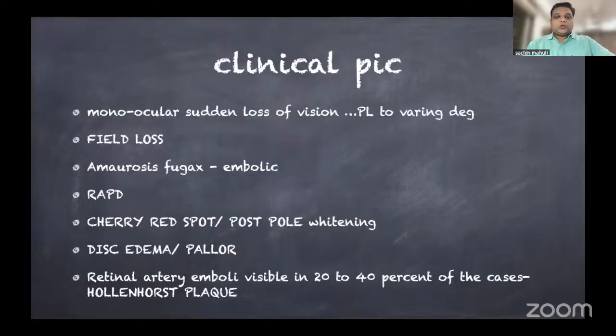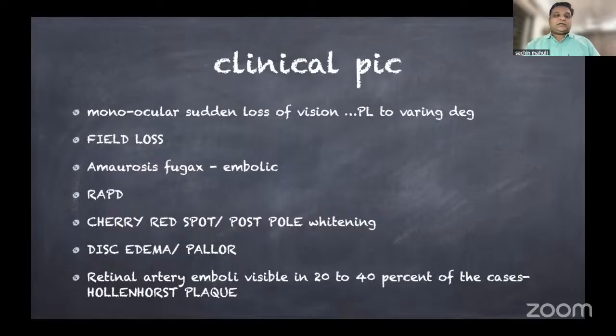So what is the clinical picture whenever a patient presents to you with monocular sudden loss of vision? Vision varies from PL to varying degrees of vision. They can also complain of field loss. Sometimes they can come with amaurosis fugax, where there is sudden loss of vision and then they regain the vision after some time. But it will be very dramatic. Patients cannot miss it, and they will definitely give this history.